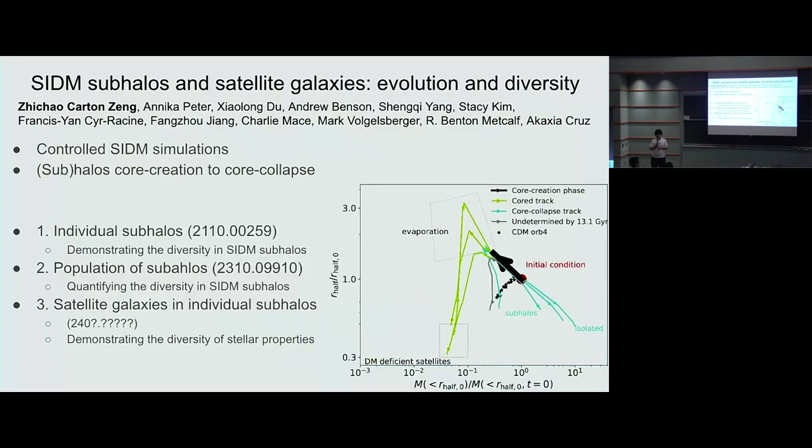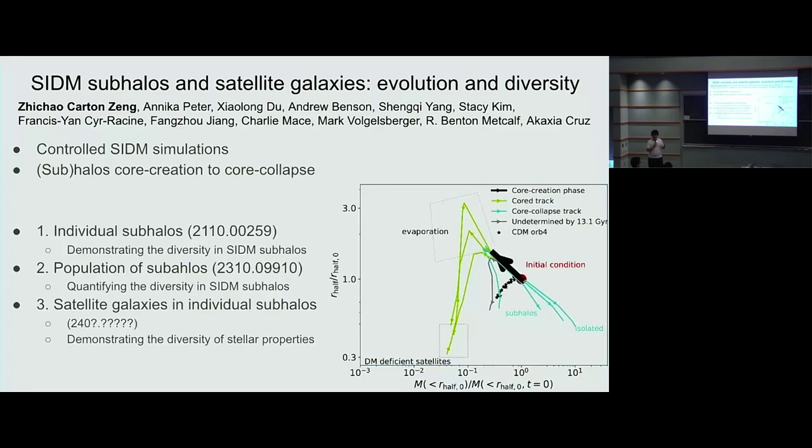I work on controlled simulations of SIDM with a focus on tracing the evolution of subhalos from core creation to core collapse. Our aim is always to invest all the computational power into resolving small subhalos, which can be very expensive, especially when it's near core collapse.